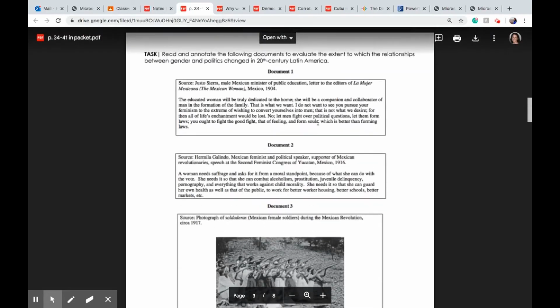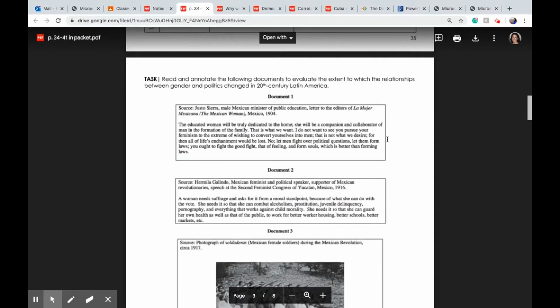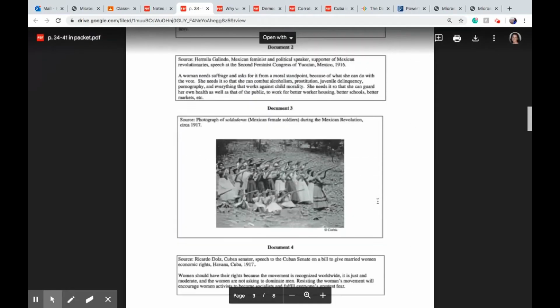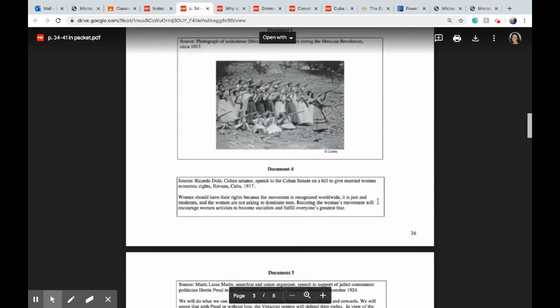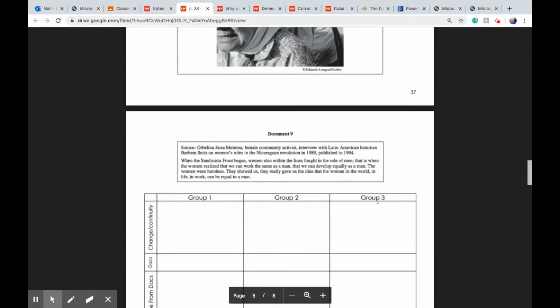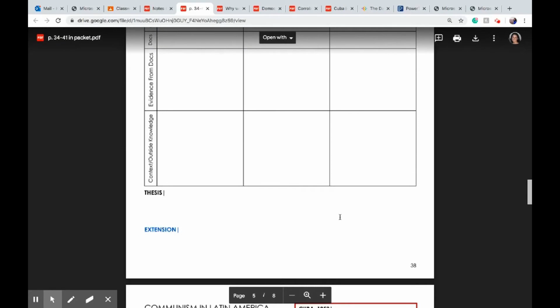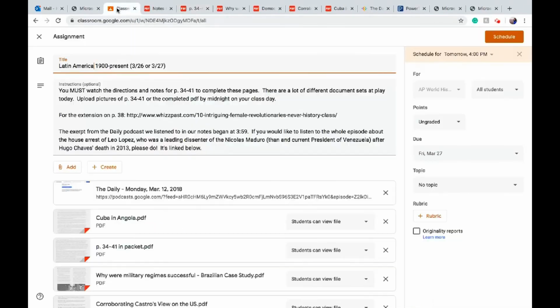One very important thing to consider when we look at the process of democratization, particularly at the beginning of the 20th century in Latin America, is the role women played in these movements. So take a moment to read through documents 1 through 9, group them like you know how to do, and write a thesis statement. You also have an option to take a look at this extension.